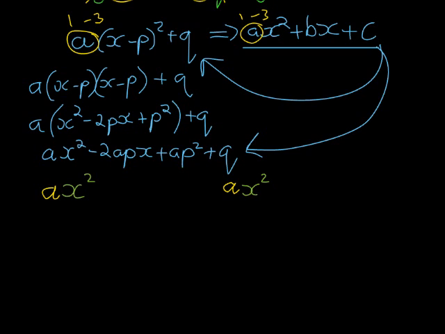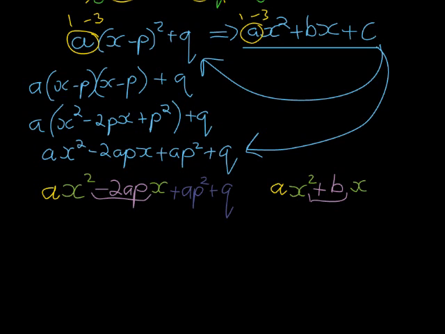The second part is minus 2apx. And on the other side, I see the coefficient of my x is plus b, which means that the value b is equal to minus 2ap. And finally, we have that plus ap squared plus q. On the other side, we have the c portion, the part without an x, and that part will be equal to c. So here we have the two sides. To conclude, a is equal to a on both sides, and that makes sense why we use an a.